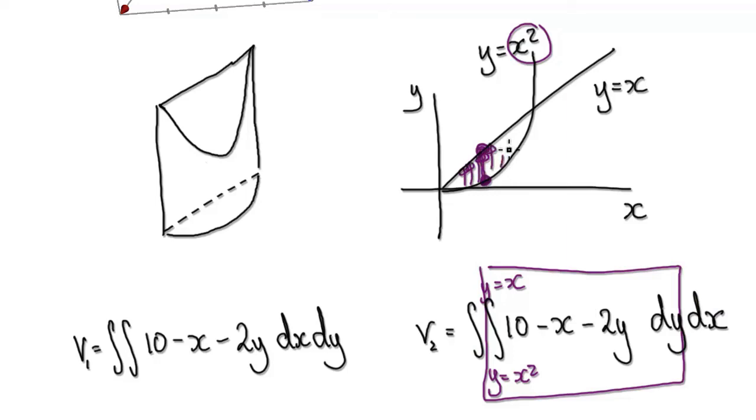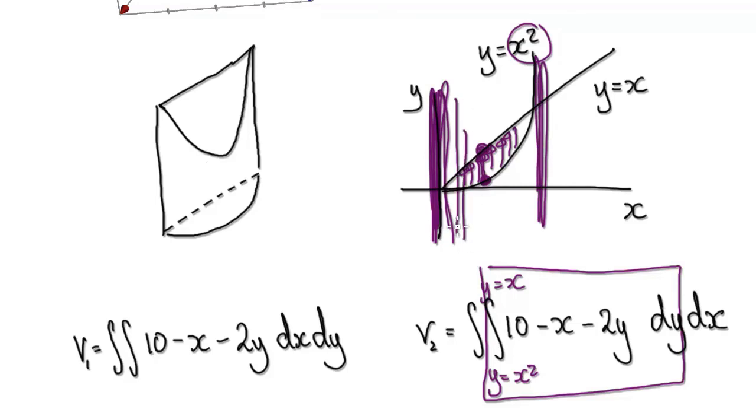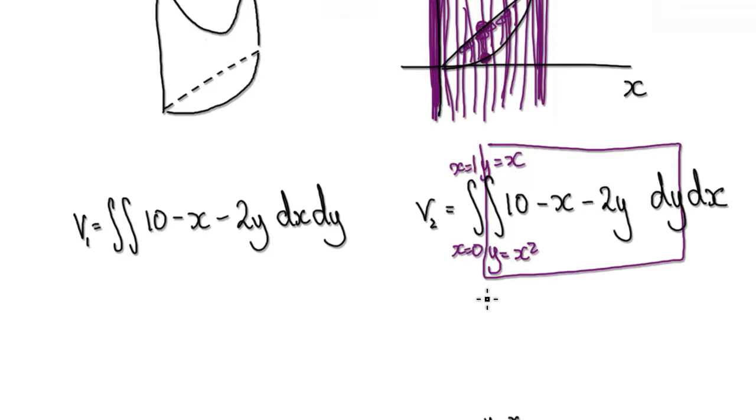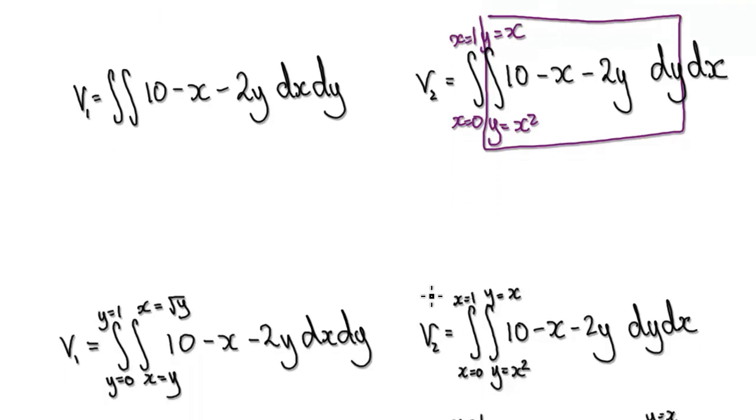We're moving along like this. You can see that we're scanning from here to here. So look, we are moving along like this. We are scanning from x equals 0 all the way like this, scanning, scanning, and then we stop at x equals 1. So that's our second setup done.